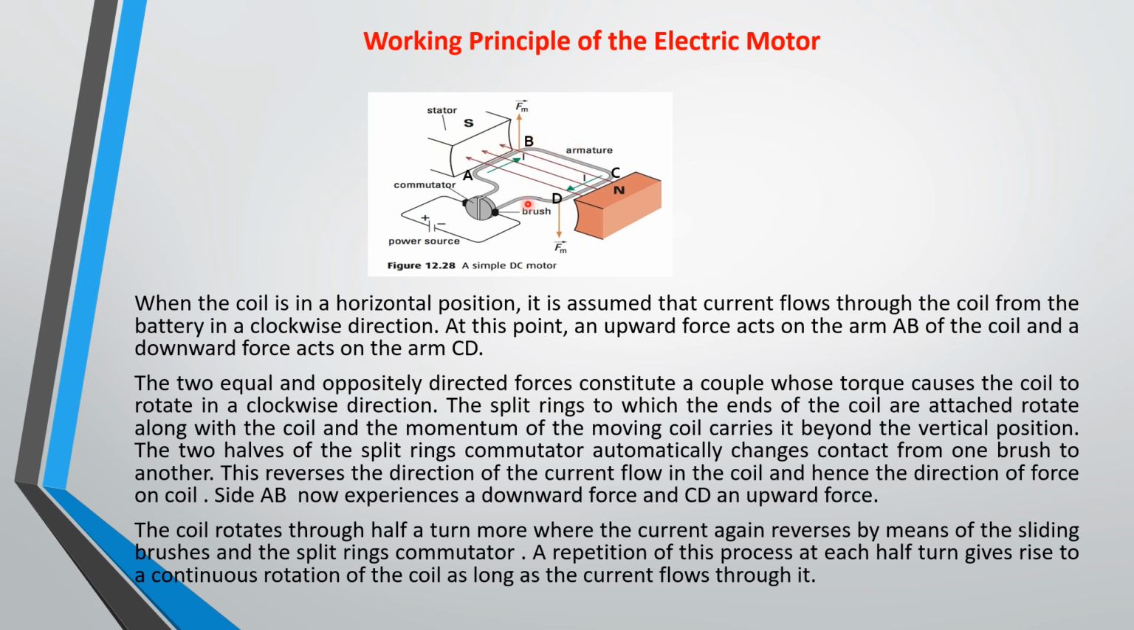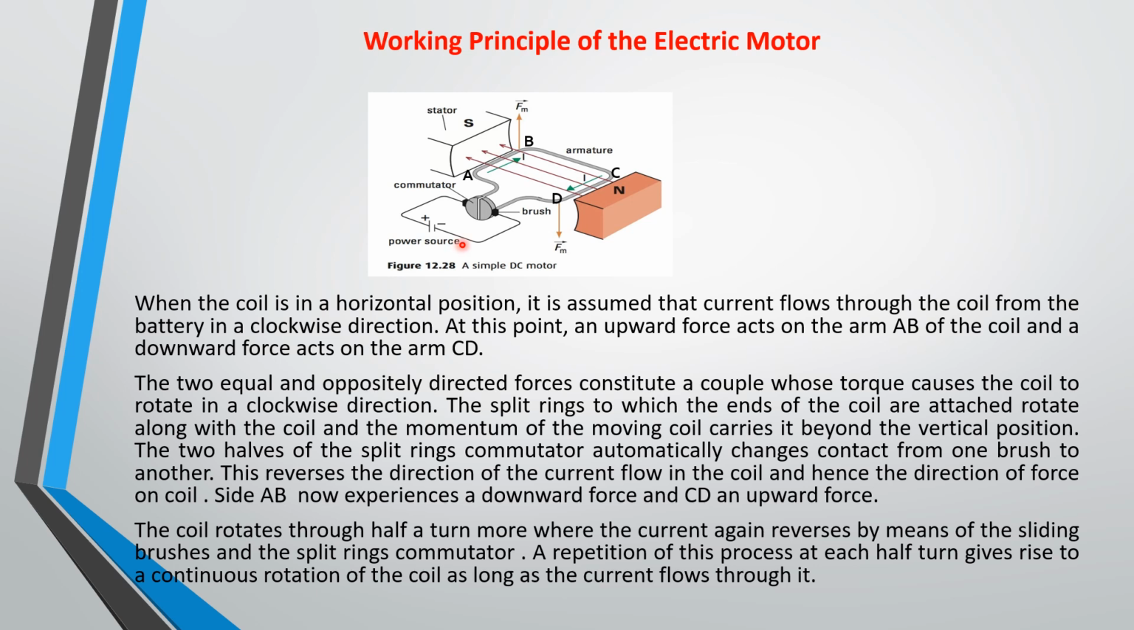Beyond the vertical position, the two halves of the split ring commutator automatically change contact from one carbon brush to another carbon brush. So that is to tell you that these carbon brushes are not fixed to the split rings. It is only the split ring that is connected to the coil. The carbon brushes just make contact with the split ring, so the split ring is free to rotate along the carbon brushes. It is the carbon brushes that allow current to reach the split ring.